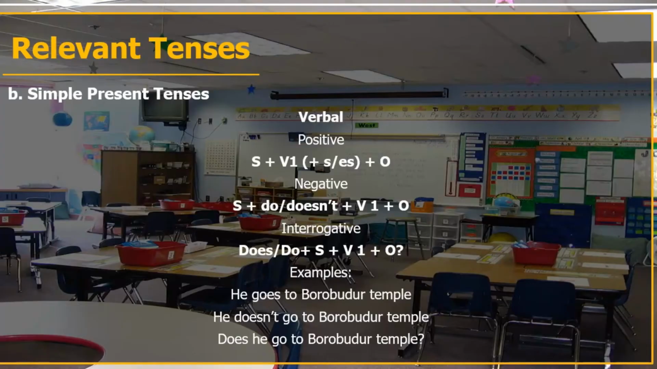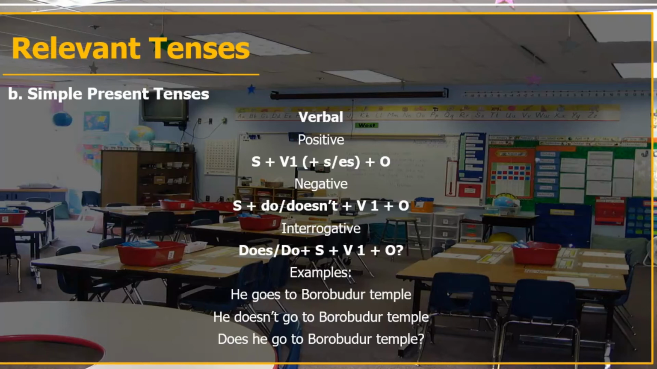Then the simple present tense. The simple present tense is the tense used when an event is taking place at this time. The simple present tense is divided into two parts. The first one is verbal and the second one is nominal.